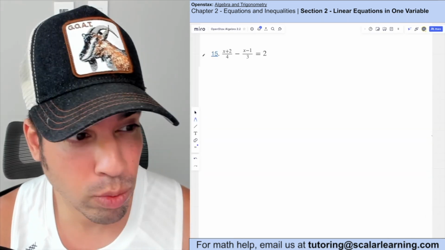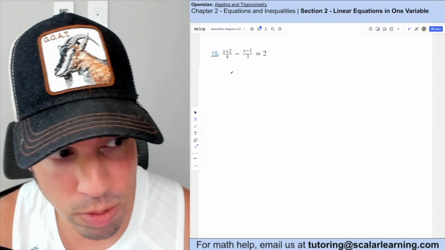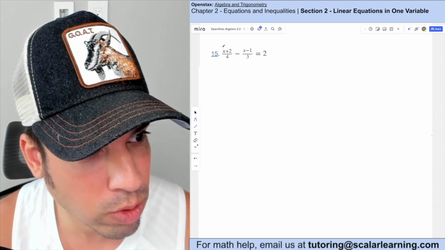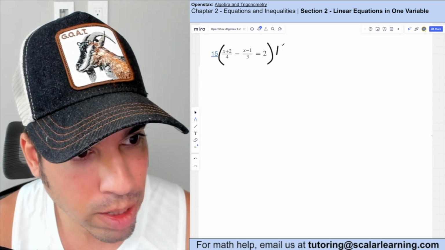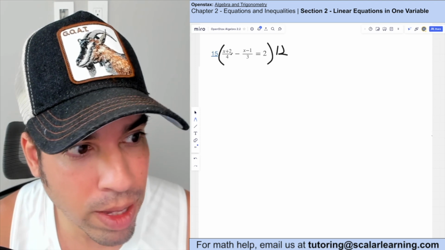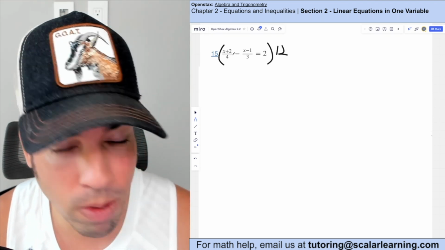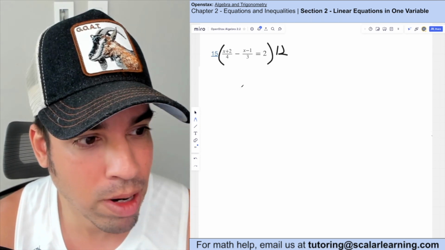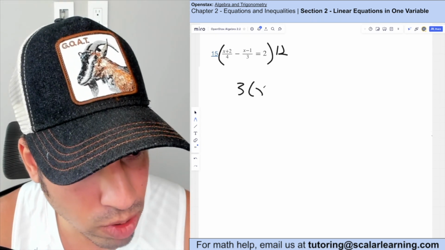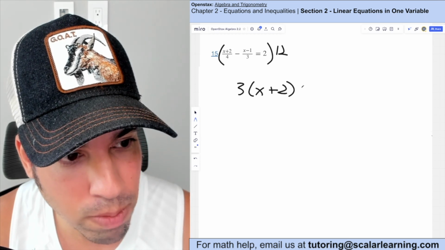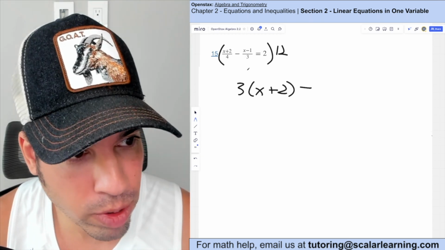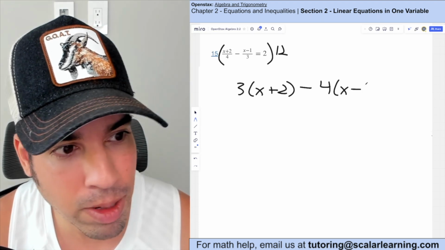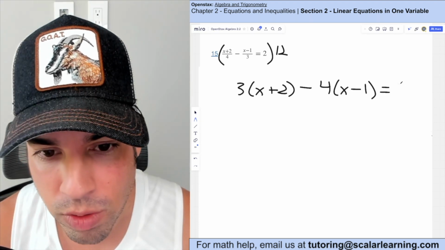Once again, I don't want to deal with fractions in this one, so I'm going to multiply by the least common multiple of 4 and 3, which is 12. So we're going to multiply everything by 12. And when you multiply 12 times something over 4, the 12 and the 4 reduce down to 3, because it's basically 12 divided by 4. So instead, it's going to be 3 times (x + 2) minus, and here the 12 and the 3, we're going to divide those, and that's going to become a 4 times (x - 1) equals 12 times 2, which is 24.